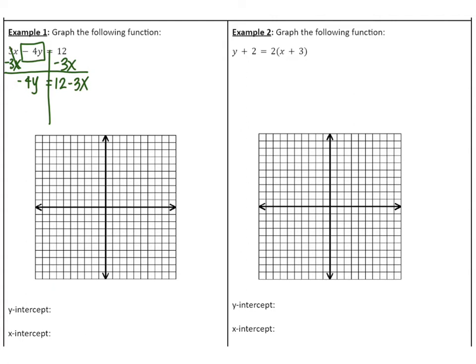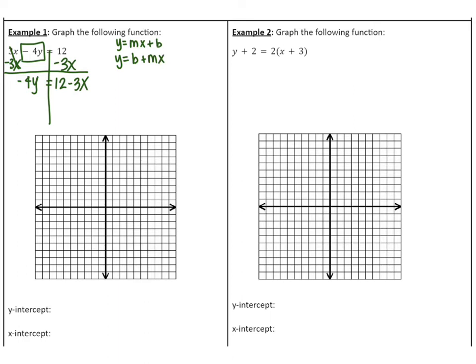Either way, whatever way makes sense for you, it's going to end up being in slope-intercept form, whether it looks like y equals mx plus b, or it looks like y equals b plus mx.